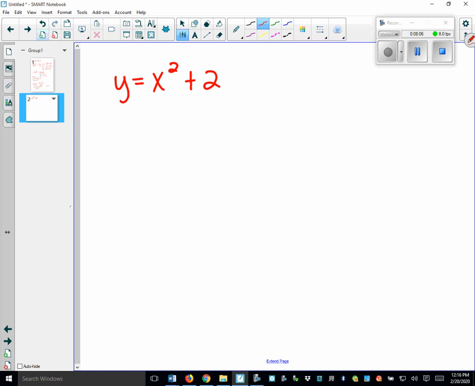This right here, I want to know, is it symmetric to the x, symmetric to the y, or symmetric to the origin?